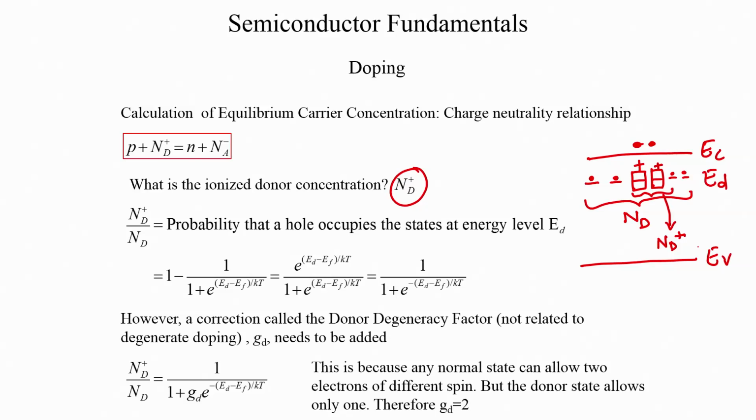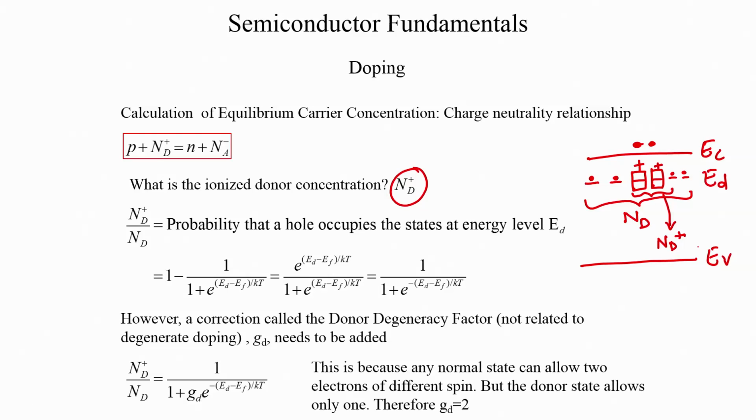So, now the question is, what is Nd plus? What percentage of Nd is the Nd plus, the ionized donors? So, instead what we will do is we will try to calculate this ratio. We want to be able to calculate it. We want to specifically calculate Nd plus by Nd, that is, the ratio of the ionized donors to the total donor concentration.